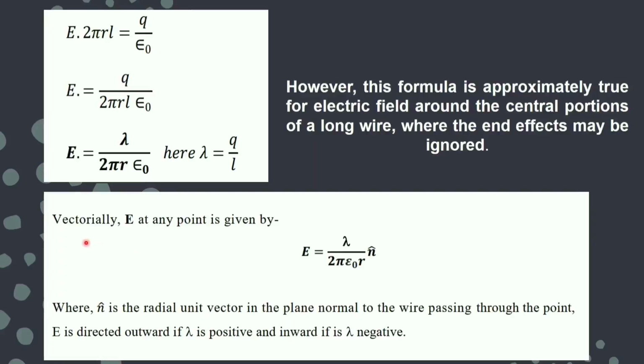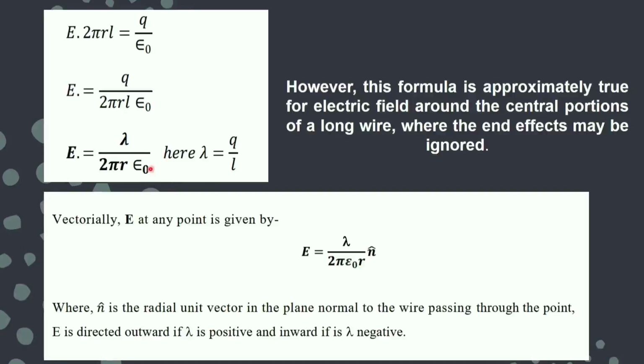So if you want to write it in vector form, then the direction of the electric field, as it is shown in the diagram, is outward, and can be written as n cap, which is the radial unit vector in a plane normal to the wire passing through that point. Here one thing you have to note: if lambda is positive, like charge is positive, then it is directed outward. But if in the question they give you lambda as negative, then of course the electric field will be in the inward direction, but the expression will come out to be the same.